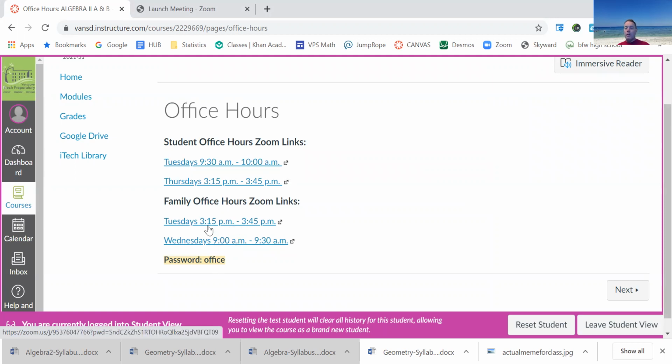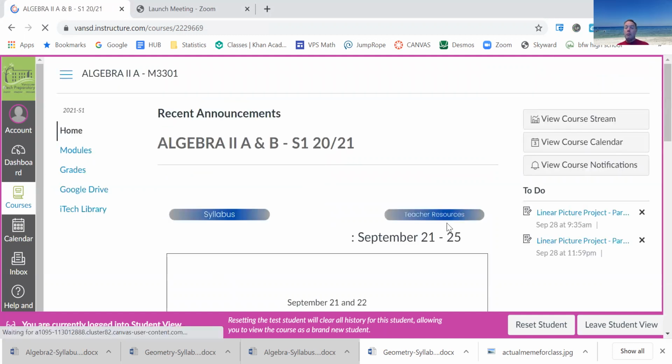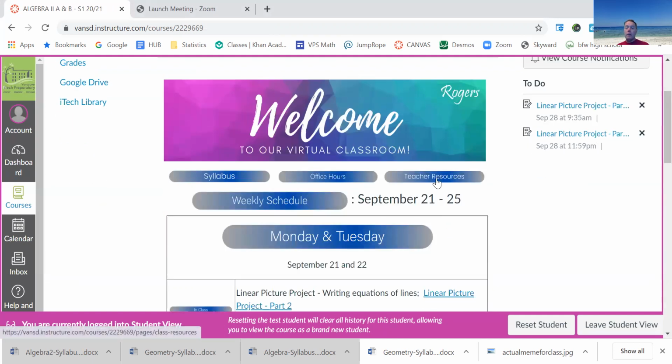They can come during the family ones. The family ones are there in case parents need to ask how their kid is doing or something like that, or have a question that we can answer. You're more than welcome to come during those times, or we can schedule different times if none of these are available in your schedule.